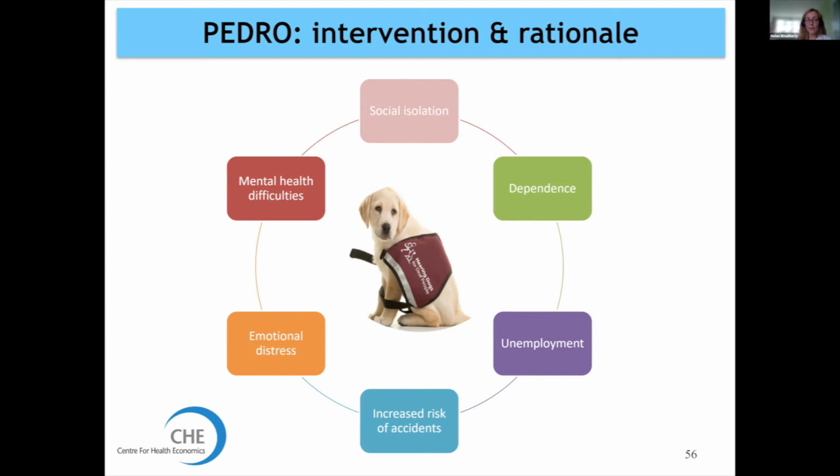So particular issues, as evidenced through anecdotal evidence, but also some published literature, include mental health difficulties, anxieties, feeling of social isolation, potentially increasing need for support from other people, potentially impact in terms of underemployment or unemployment, increased risk of accidents and emotional distress. So there are lots of potential uses that hearing dogs can have in terms of supporting the person with hearing loss. And I'll go on to the next slide, please.